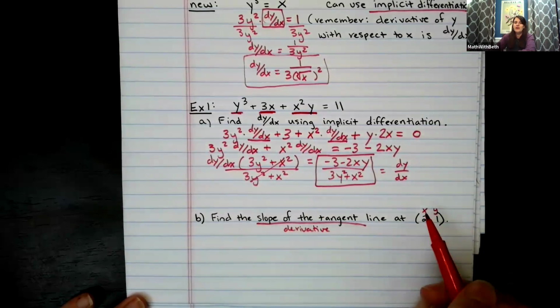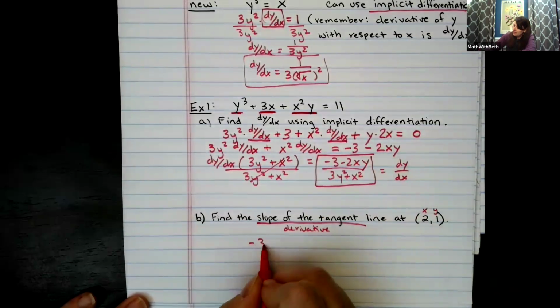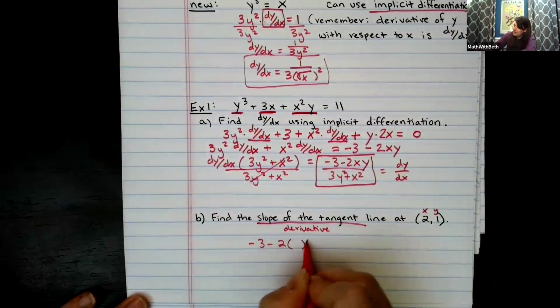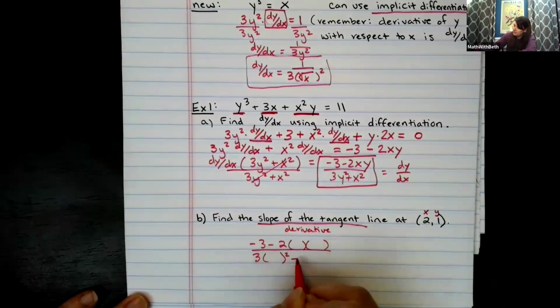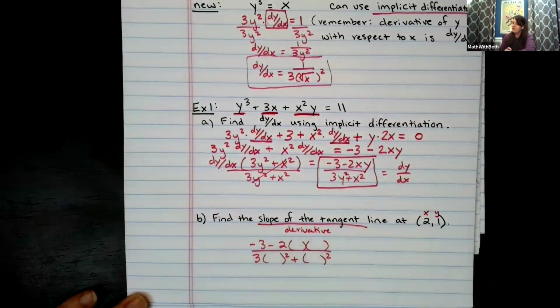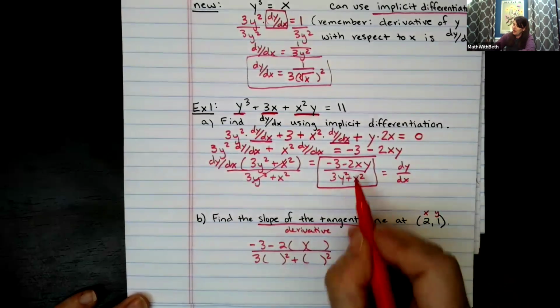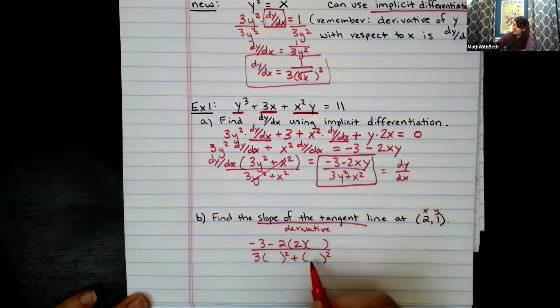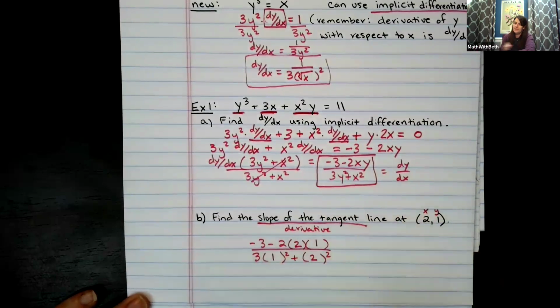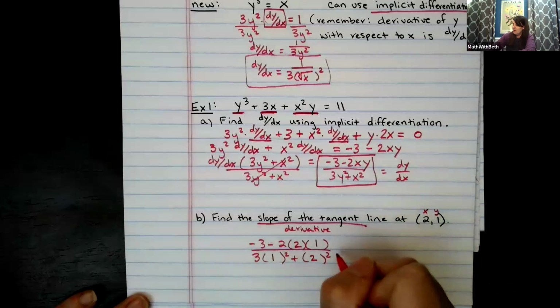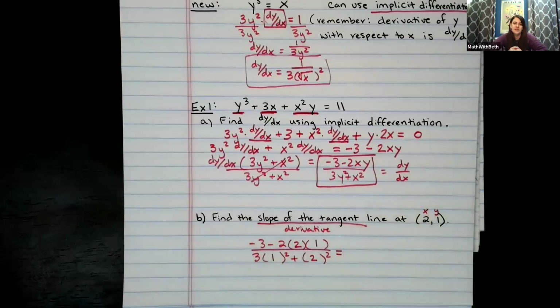So if I have a point, I'm just going to plug the x and the y into my derivative. So I'm first just leaving space since there's so much going on here. And now I'm just going to carefully make sure I put 2 in for the x. So that would be there and there. And I'm putting 1 in for the y. Whatever all this gives me is the slope of the tangent line at that point, (2, 1).